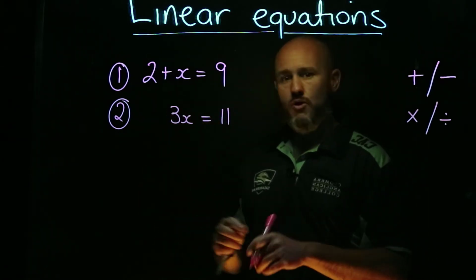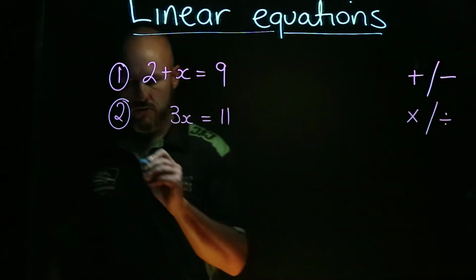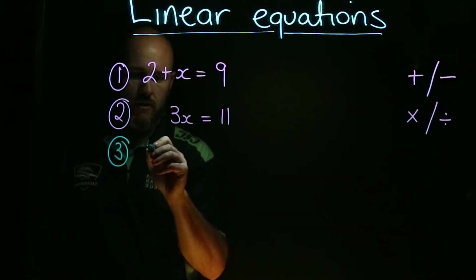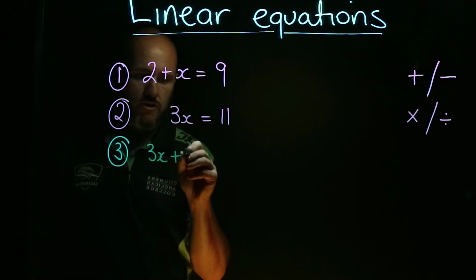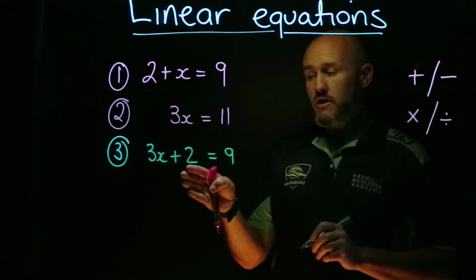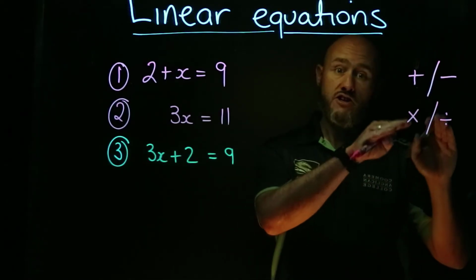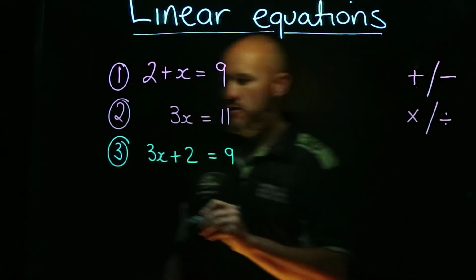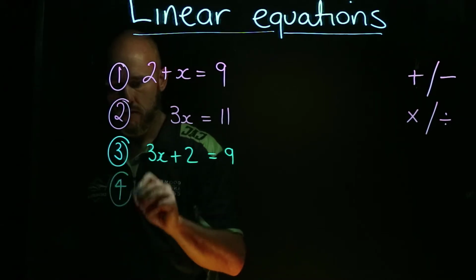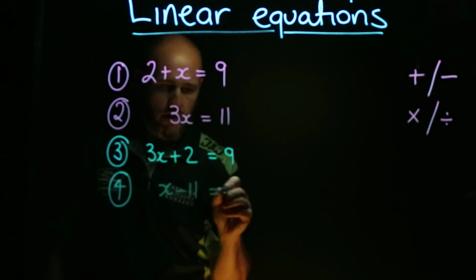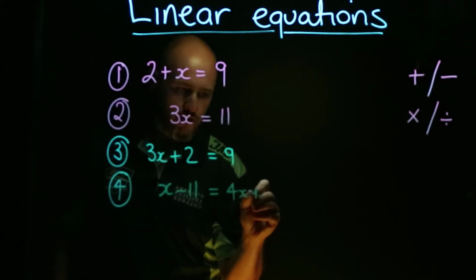Now we could have some further, more complex equations, so we'll do these in blue to show the difference. And maybe the first case would be something like 3x plus 2 equals 9, and this particular equation is a little bit more complex because it has that multiplication division element and addition and subtraction element. So it's a two-stage equation, that's what we typically call it. And then equation number 4 would be the type of equation that looks a bit like this. x minus 11 equals 4x plus 2.